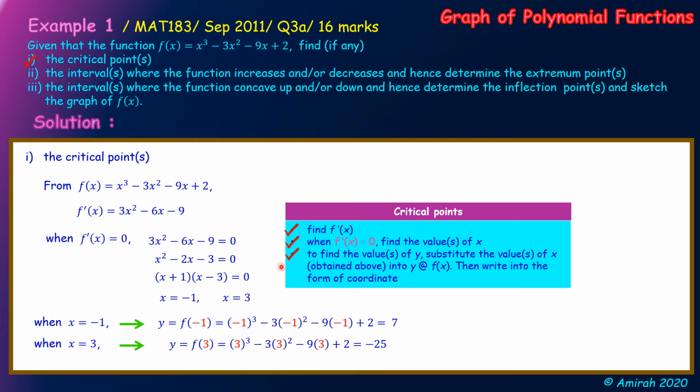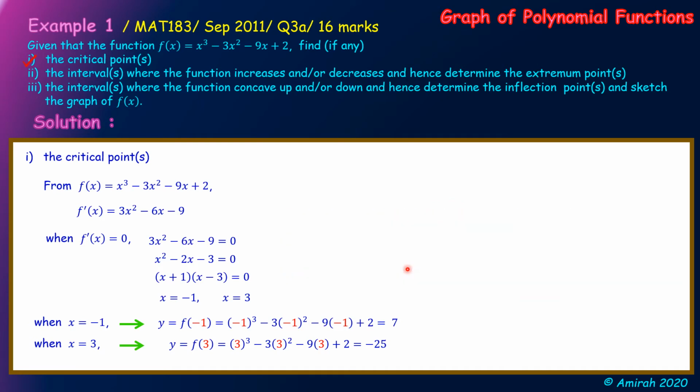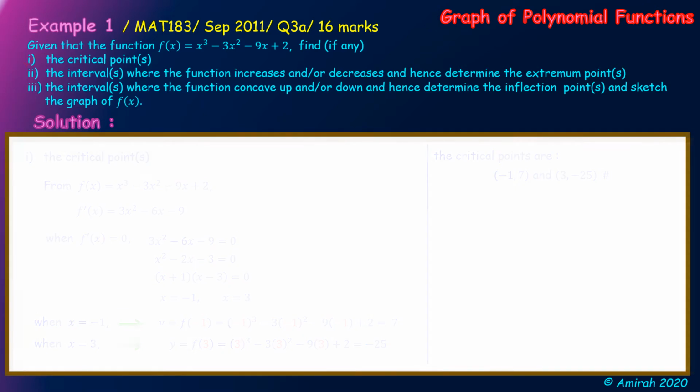Now we are done finding the values of y. After that, we write them in terms of coordinates. So the critical points are (negative 1, 7) and (3, negative 25). Now we continue with number 2. Find the interval where the function increases and/or decreases, and hence determine the extremum points.